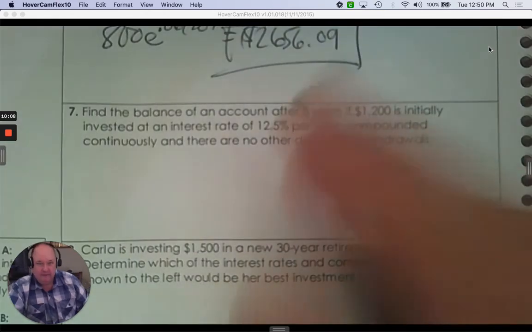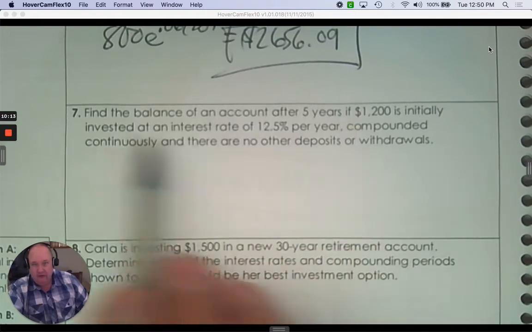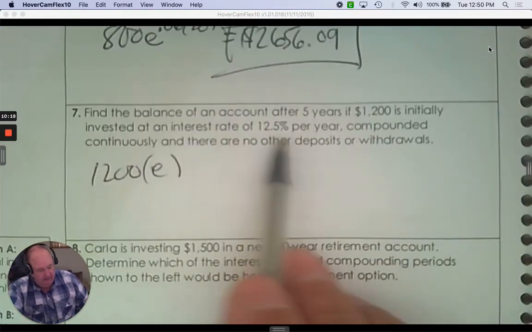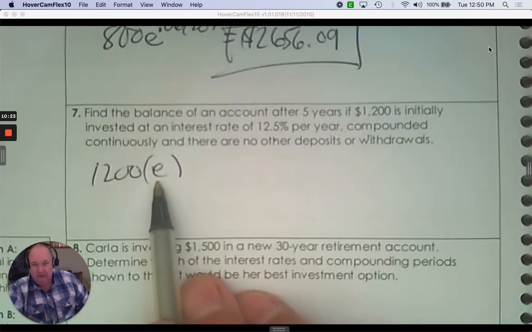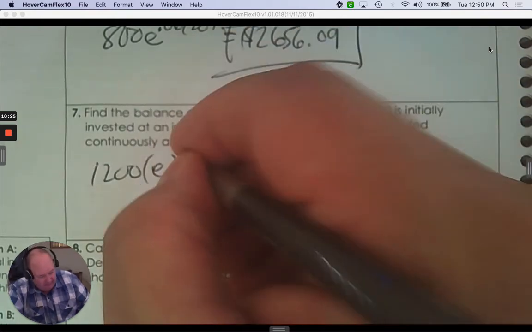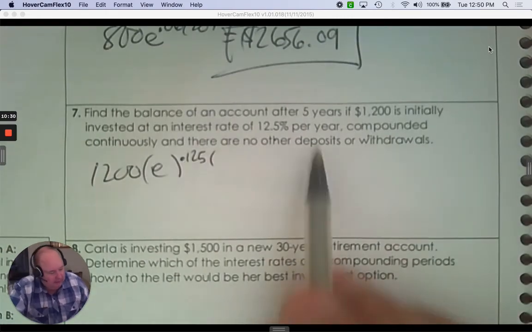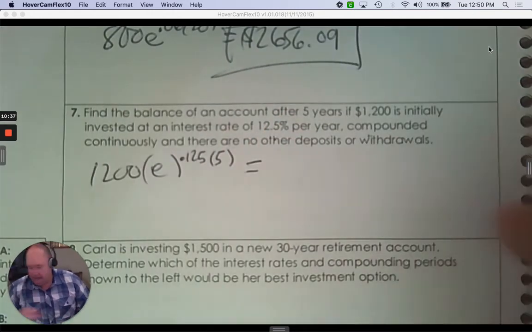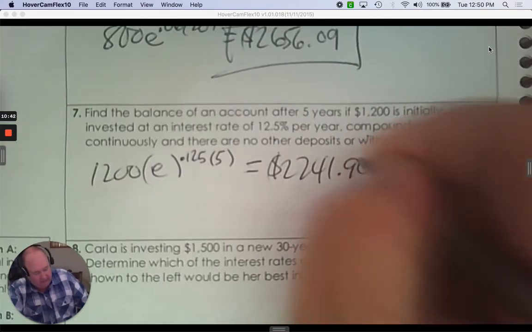Number 7, find the balance of an account after 5 years, $1,200 initially invested. It's 12.5% and it's compounded continuously. So the base is e. 12.5% is 0.125. And how many years? 5 years. That's it. Type that in your calculator and you get $2,241.90.